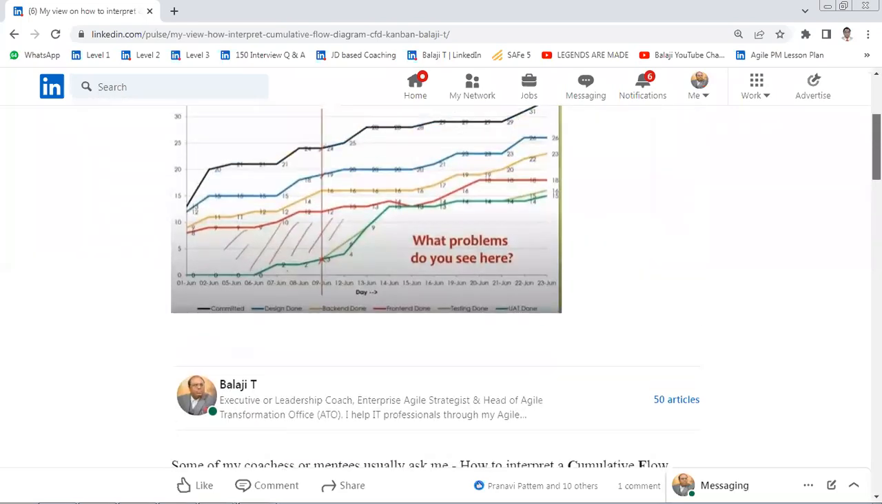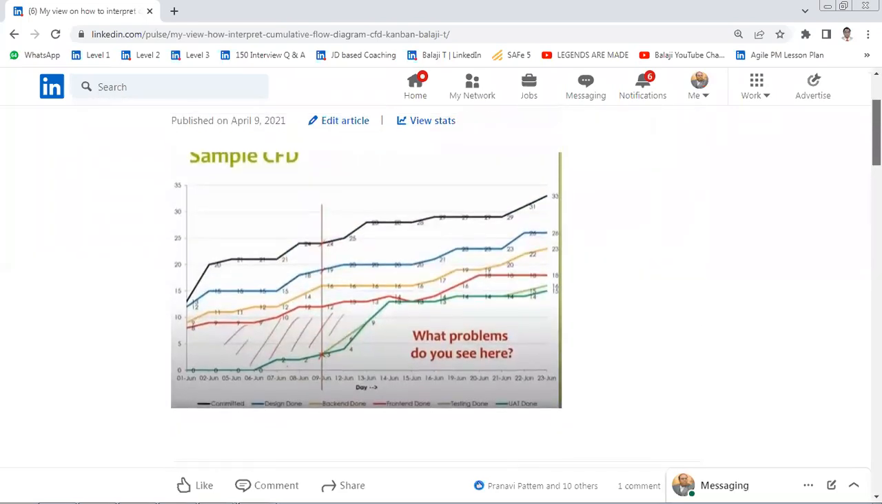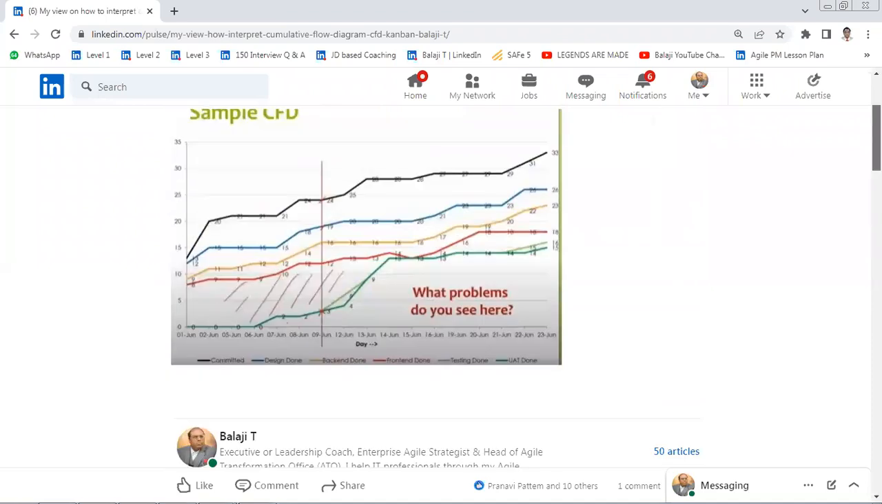So these three indicators you need to keep in mind, and then you need to analyze the CFD. Are you able to understand the basics? Because I'm now going to show you complex CFDs. If there are any questions here, ask me.